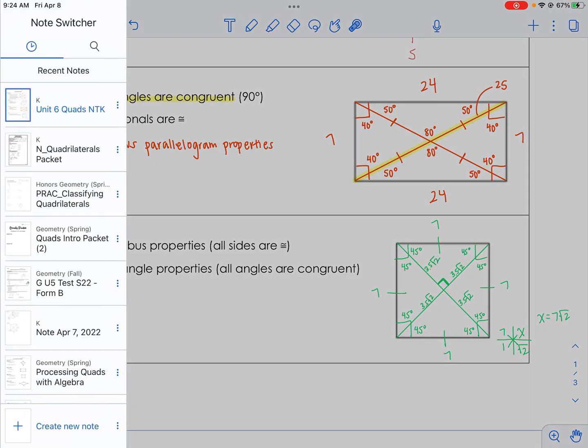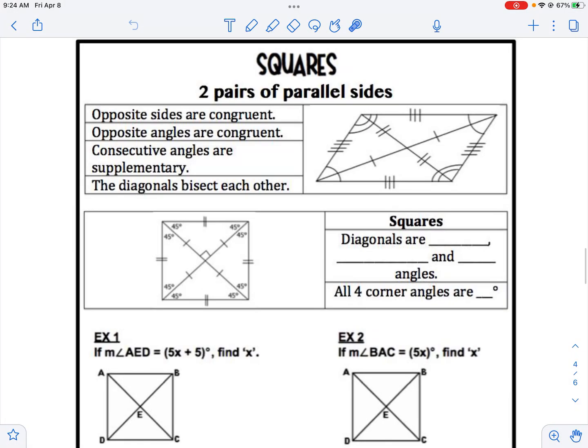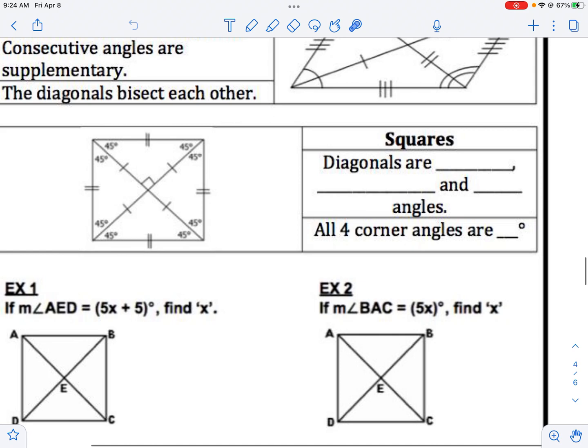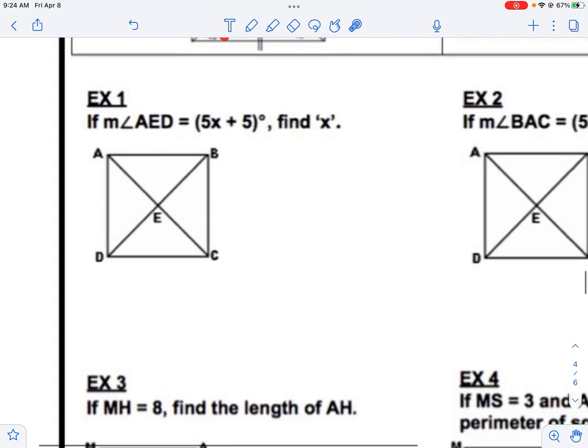Okay, so taking a look at some squares specifically, I need to remember that my diagonals are perpendicular. That's where they're 90 in the middle. Okay, I can also remember that my diagonals are congruent. So that's why they're all the same. And that the diagonals bisect the angles. And that if all the four corner angles are 90 degrees and then I cut them in half, that's how I get all of these 45s in there.